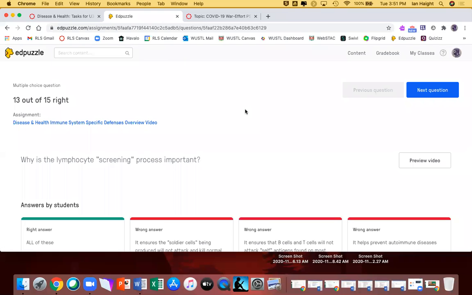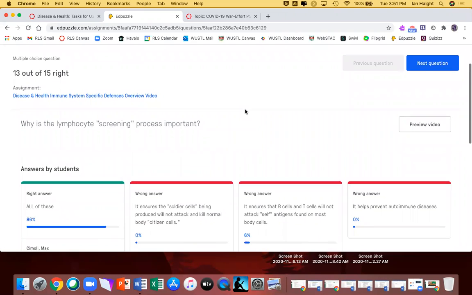It is forming, right? These lymphocytes, white blood cells, are actually going to do their job and not go out and just start attacking every type of tissue or a specific tissue that is a part of your body, right? And so all of those are important, right? It ensures that citizen cells aren't being attacked. It ensures that B cells and T cells only attack foreign antigens, not self-antigens, which is just rephrasing that same one. And it prevents what are called autoimmune diseases.